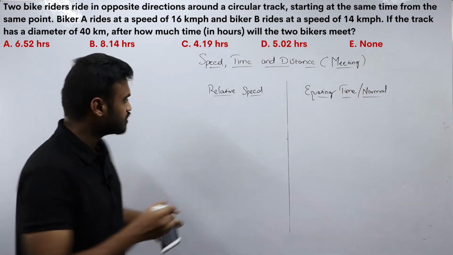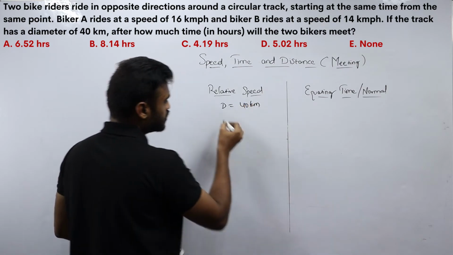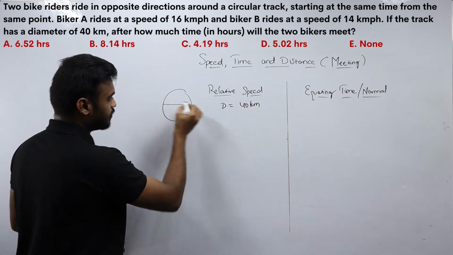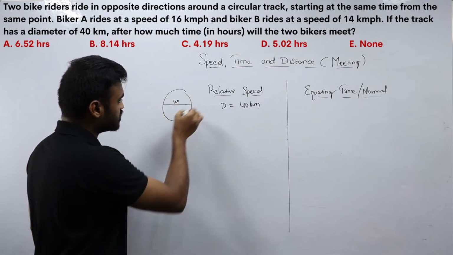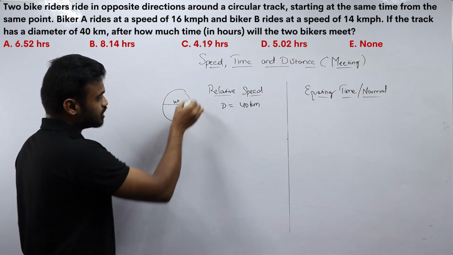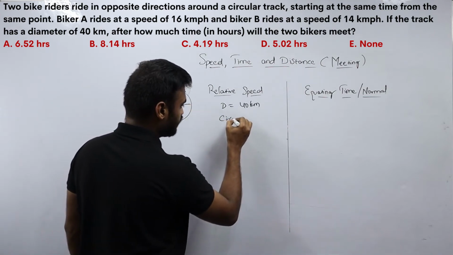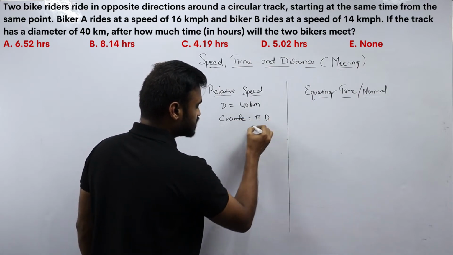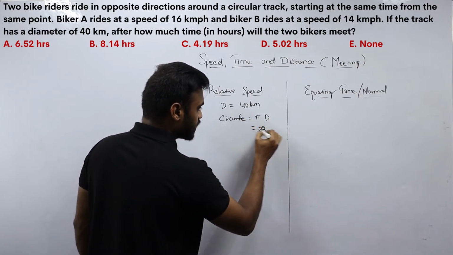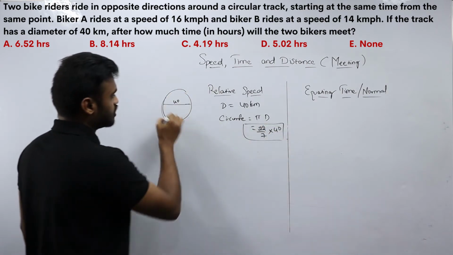See here, they have given the diameter of the circular track as 40 kilometers. Now we need to find the total length of the circular track. That is, the formula for the circumference of the circle: circumference equals pi d. What is the value of pi? That is 22 by 7 into 40. So this is the total length of the circular track.